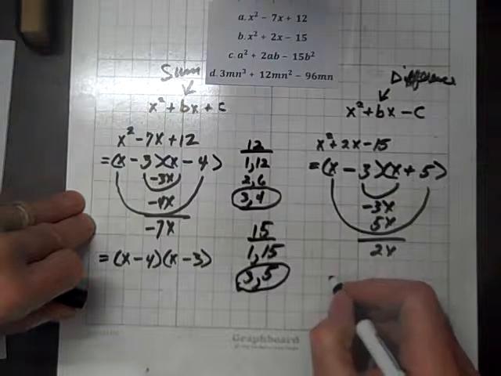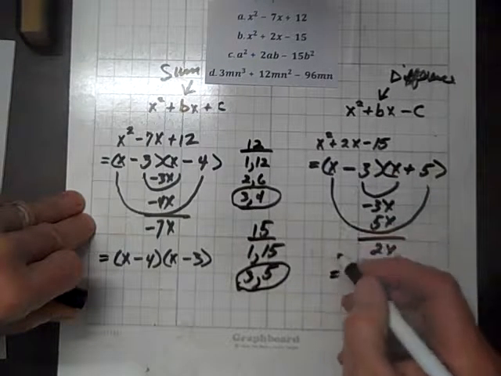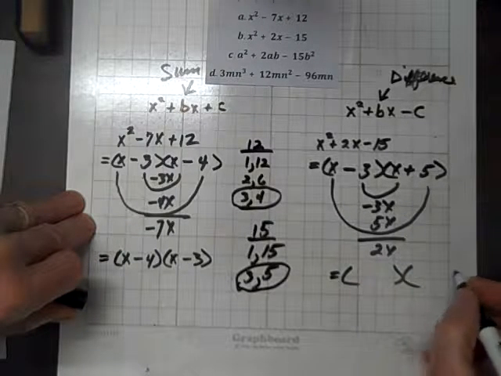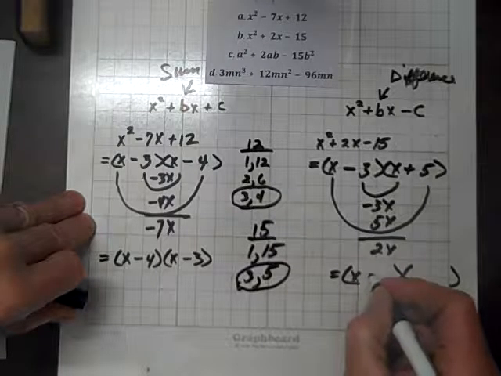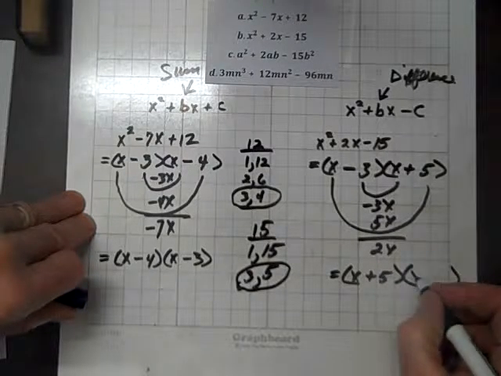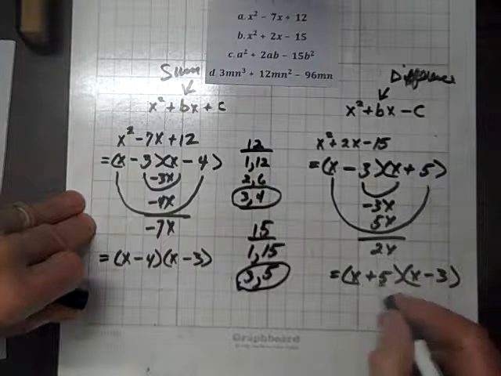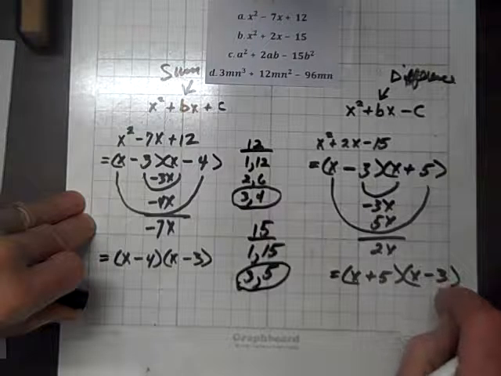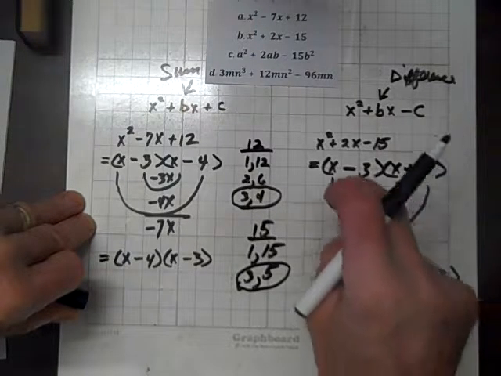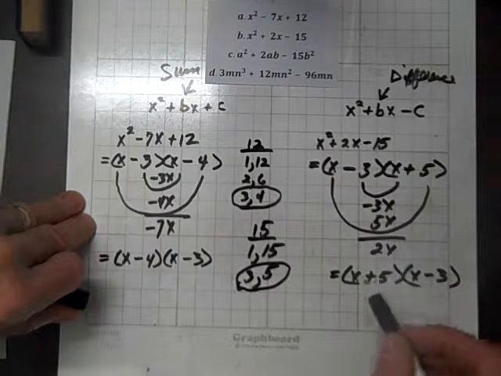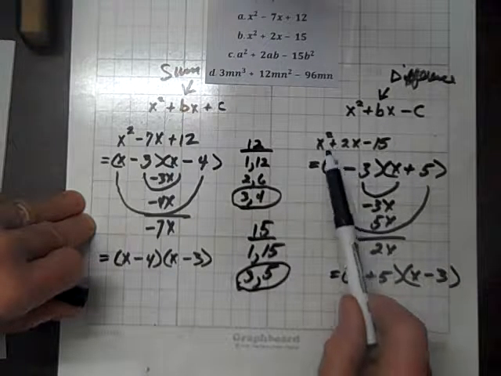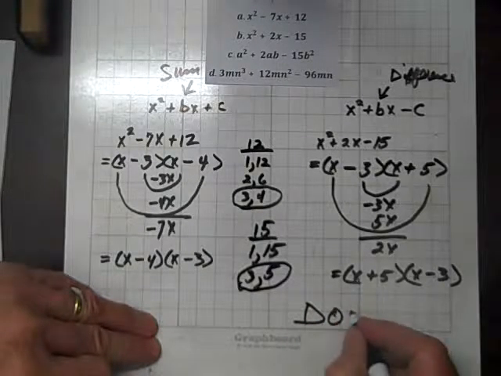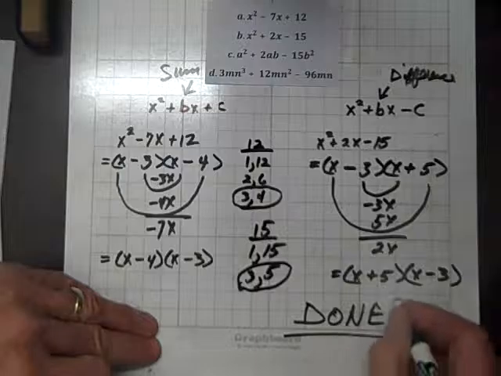So then, to restate it, when we factor x squared plus 2x minus 15, we get x plus 5 times x minus 3. Notice I changed the order of x plus 5 and x minus 3. It does not matter whether you use this order or this order. The product is still going to be x squared plus 2x minus 15, and we are done.